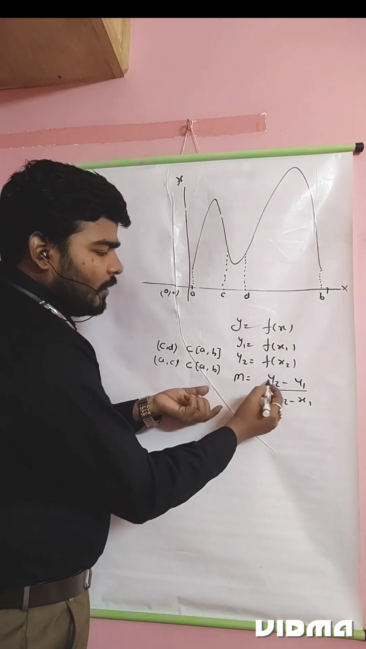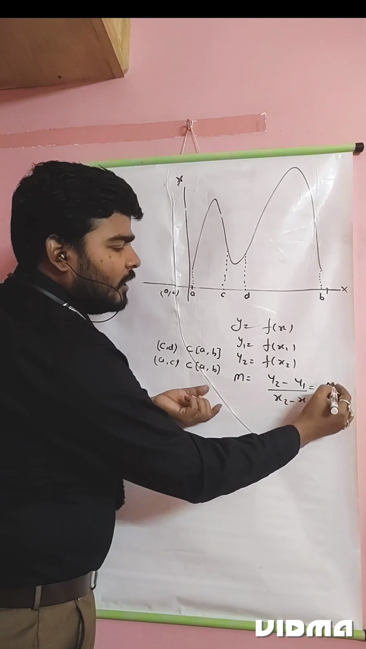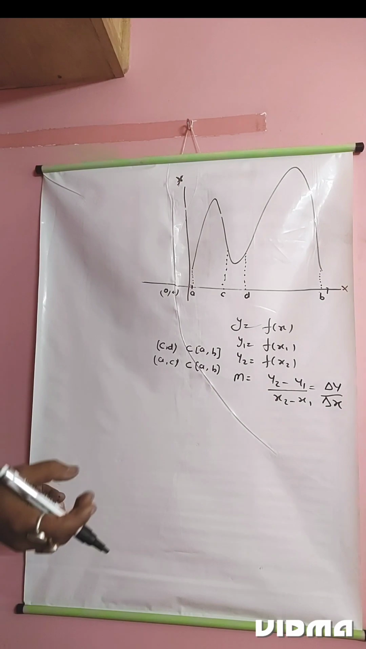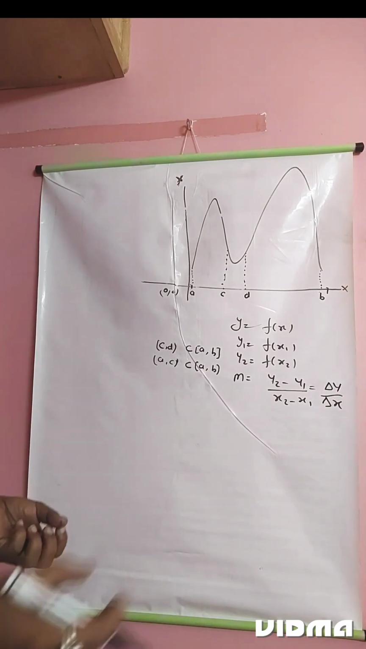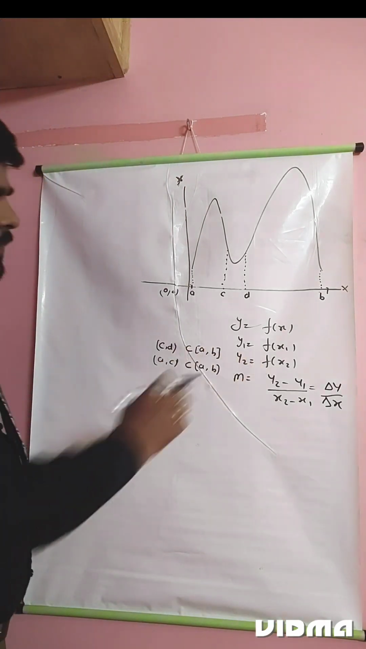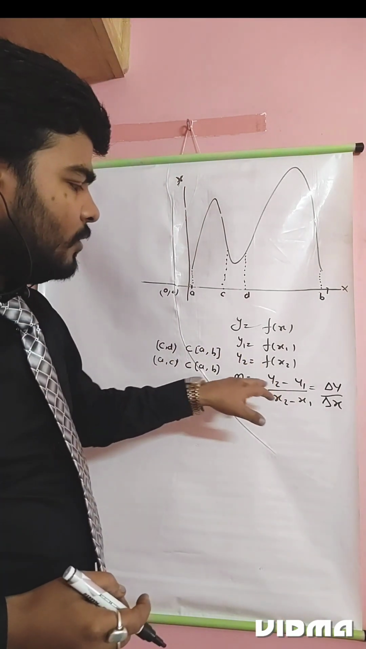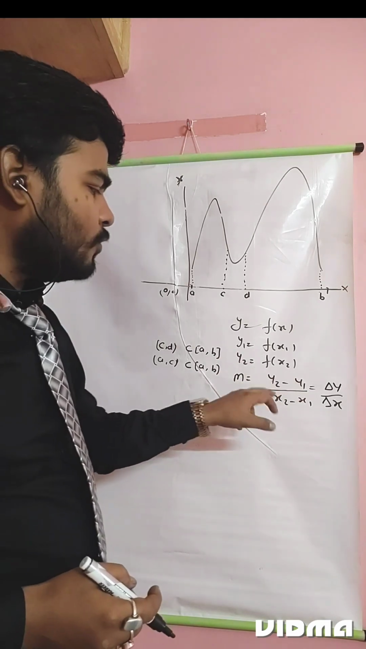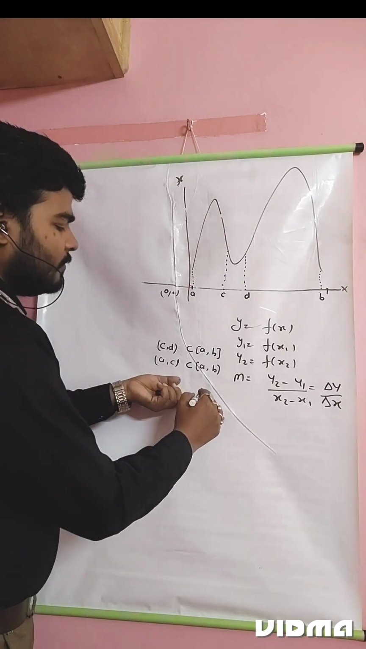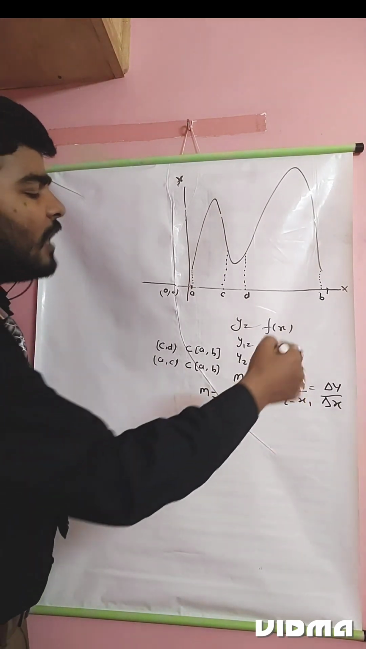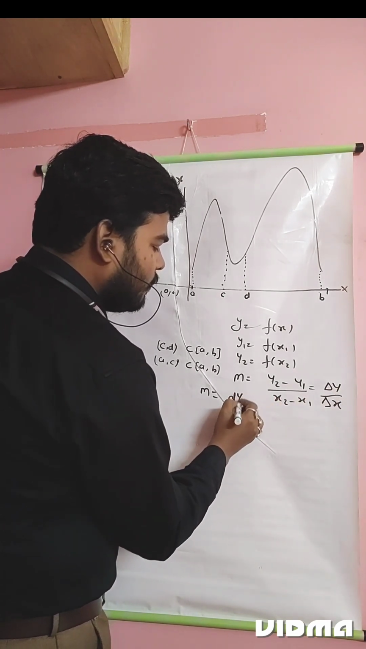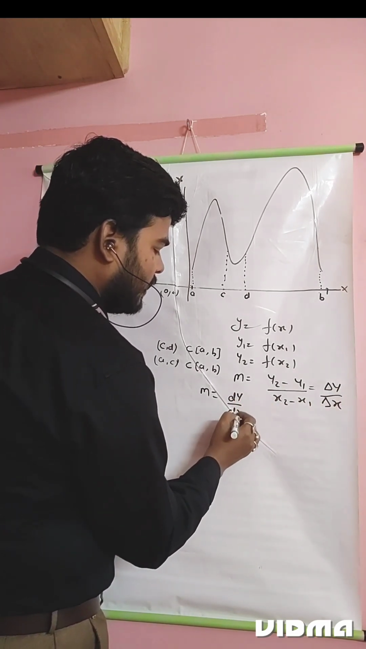So we can write y2 minus y1 as delta y and x2 minus x1 as delta x. Just as in previous, junior classes, you represented delta v is equal to v2 minus v1, the difference of two quantities is represented as delta. Similarly, delta y is equal to y2 minus y1 and delta x is x2 minus x1. For convenience of typing, we can replace delta y by dy and delta x by dx.